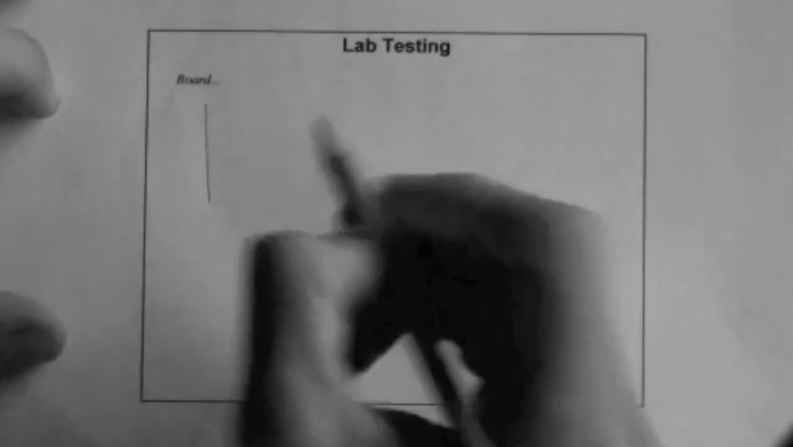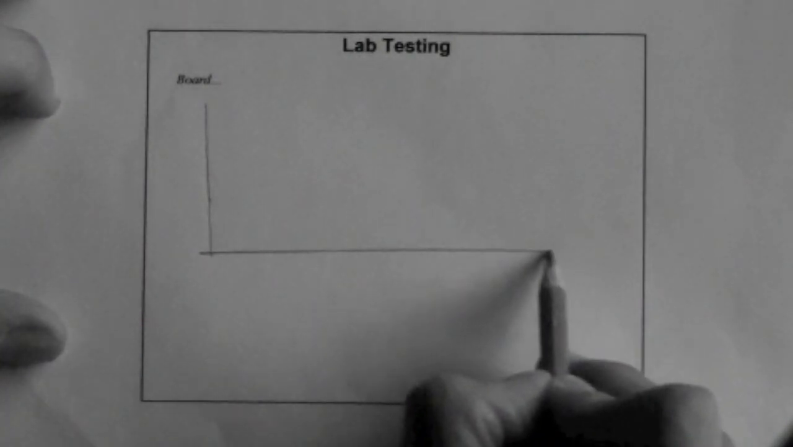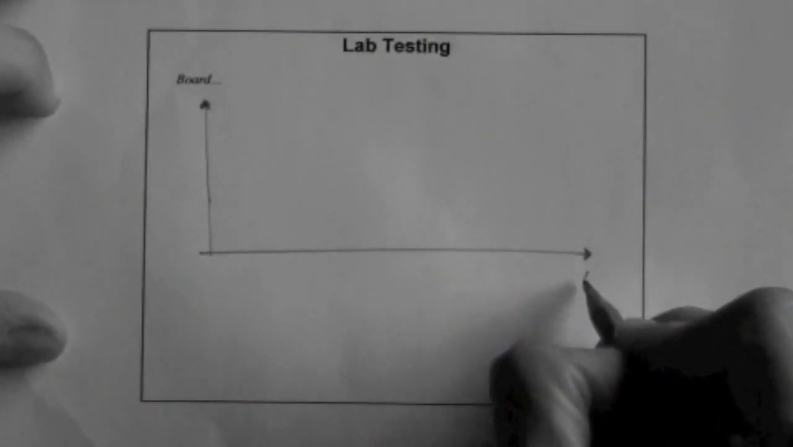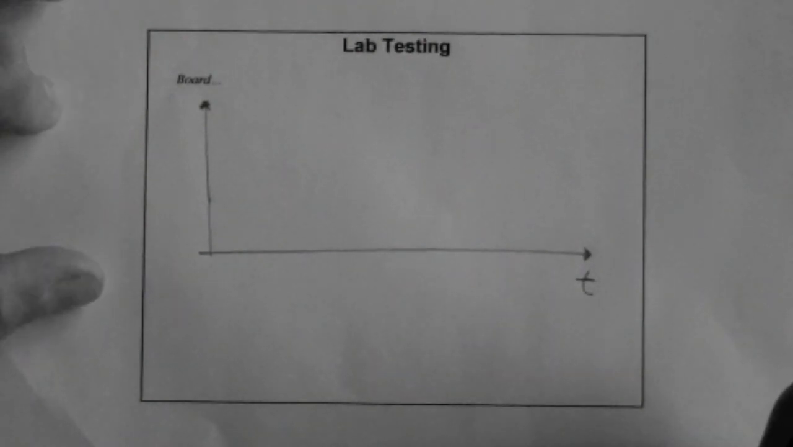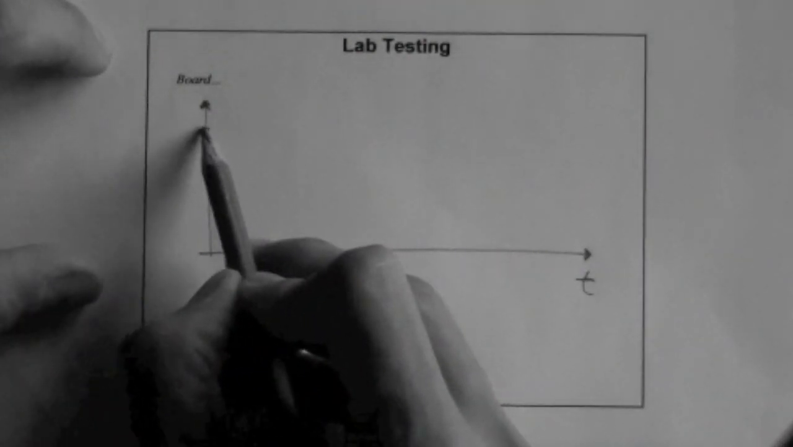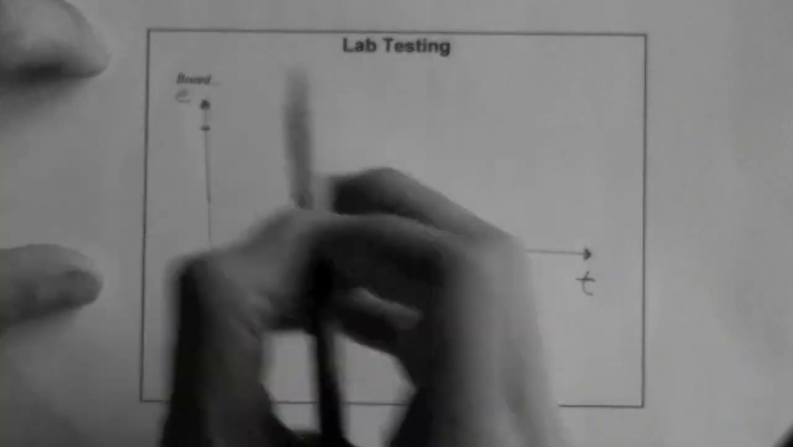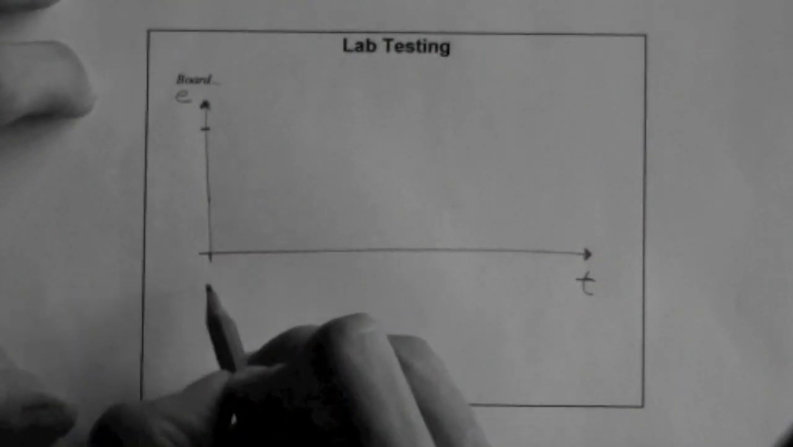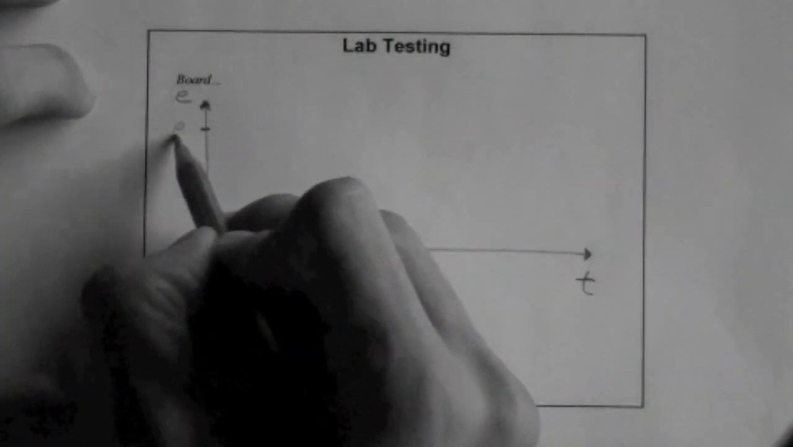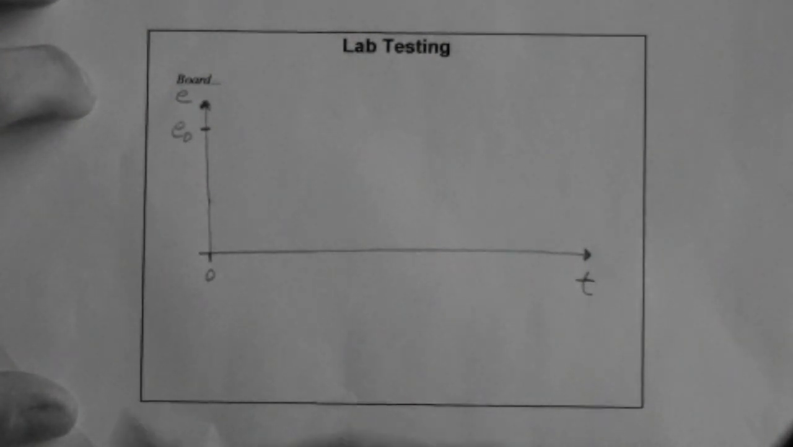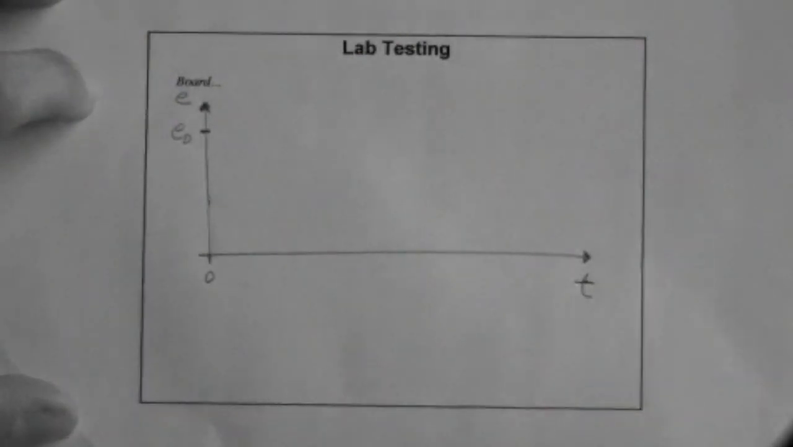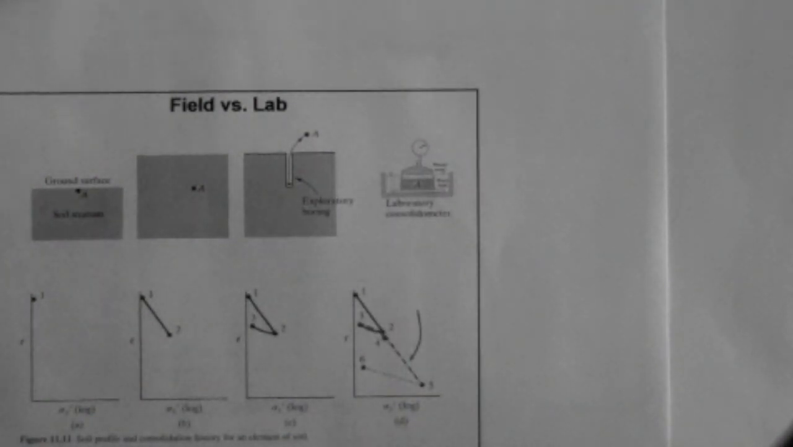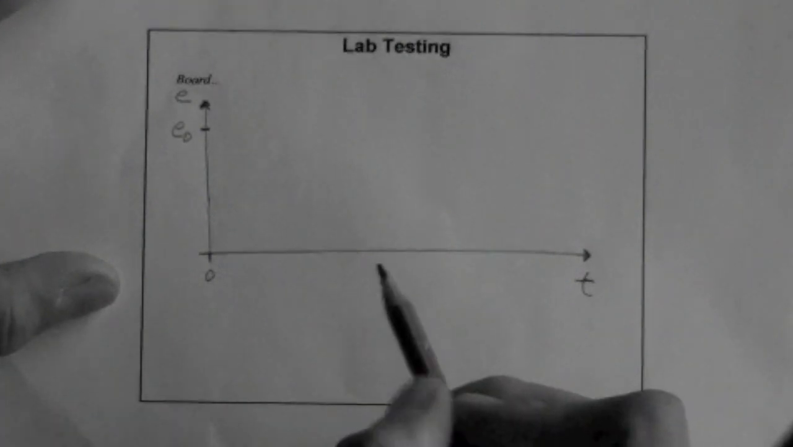So we do the following. This is time, and this is void ratio. The void ratio of the soil is plotted here versus time. Initially, at time equals zero, the soil has an initial void ratio, e naught. That is the void ratio of the soil inside this little setup before we apply any load.